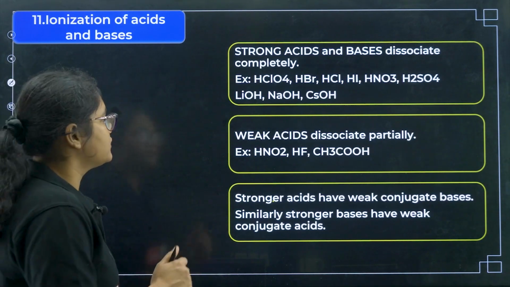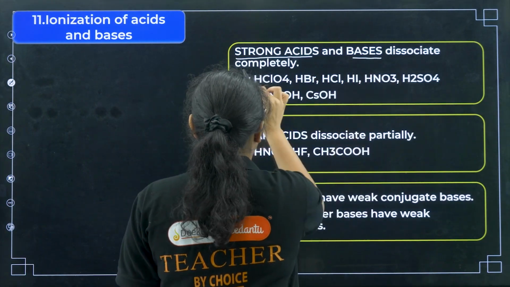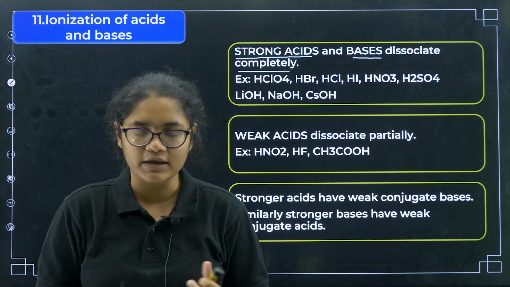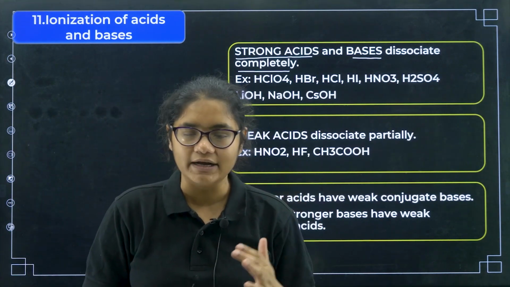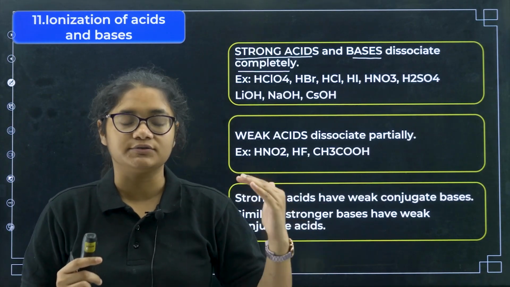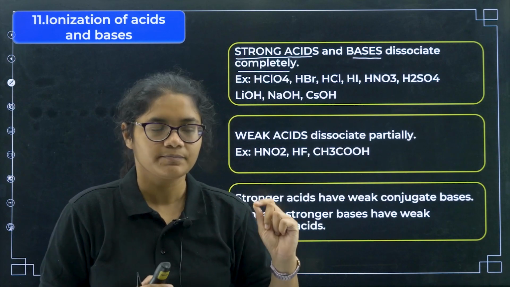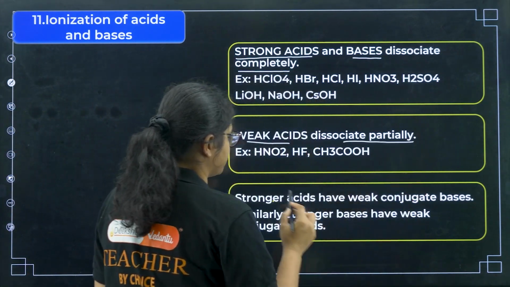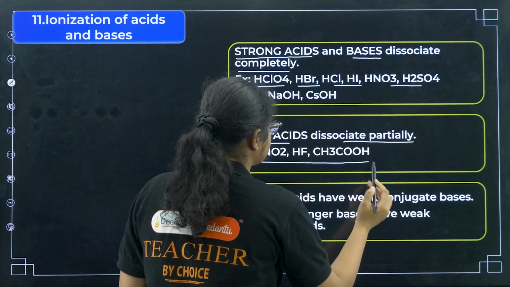So the first question here is, what do you mean by strong acids and bases? That means the acids or bases which dissociate completely. Yesterday we discussed strong and weak electrolytes, right? So those acids or bases which dissociate completely are called strong acids and strong bases. Similarly, weak acids are those which dissociate partially. You can see the examples of strong acids here and weak acids here.